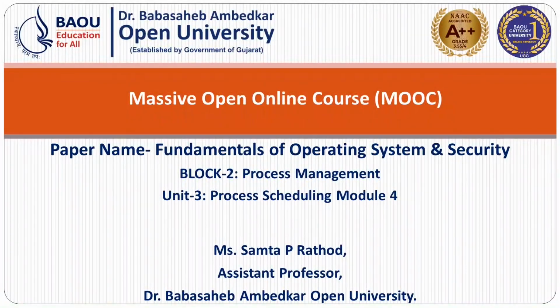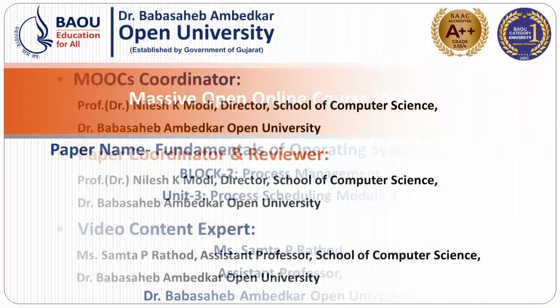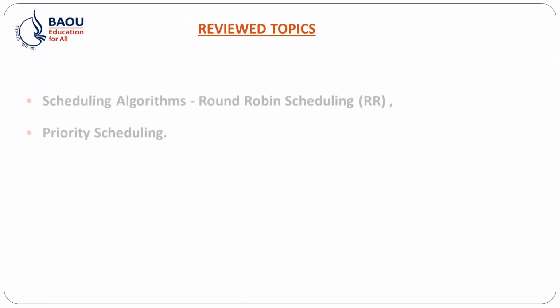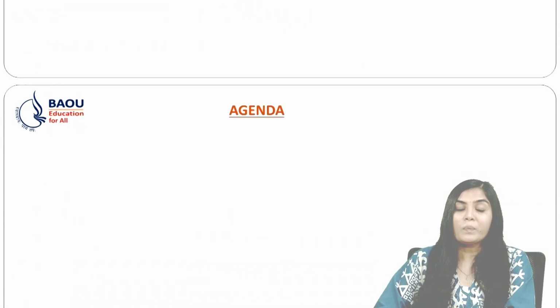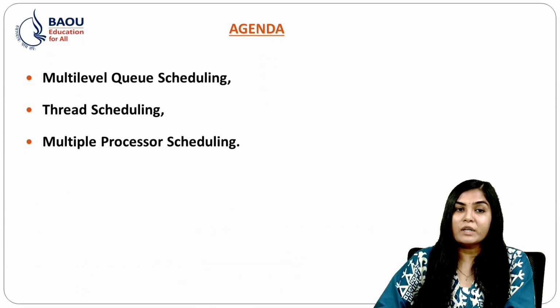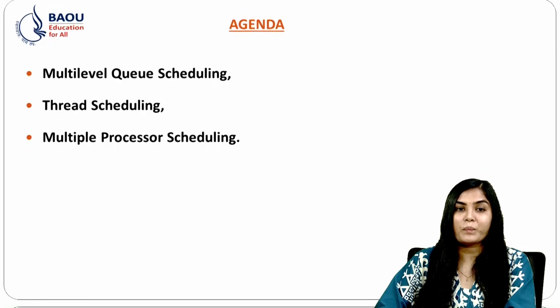So, in today's session, we are going to learn about fundamentals of operating system and security. The block number 2, which is process management, which includes unit number 3, process scheduling. So let's start today's session. In last session, we have learned about round-robin scheduling algorithm and priority scheduling. So today's agenda will be to learn about multi-level queue scheduling and thread scheduling and multiple processor scheduling.